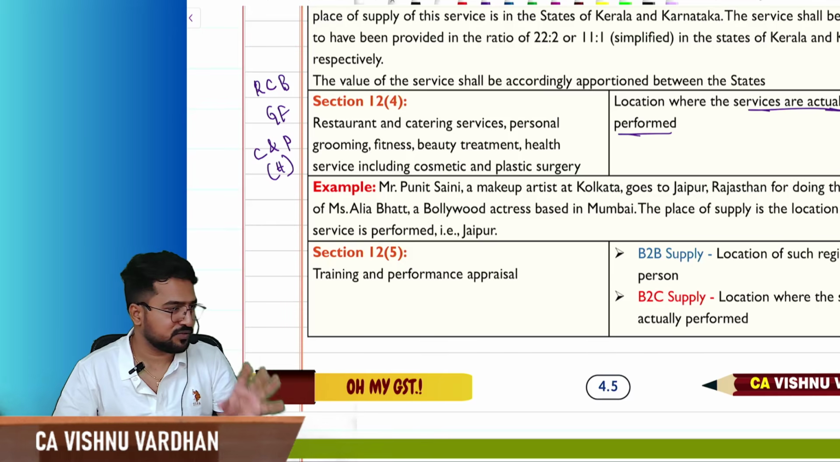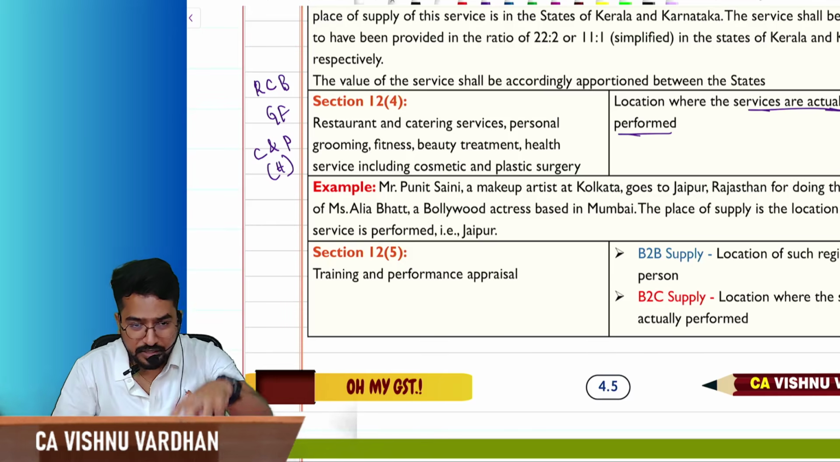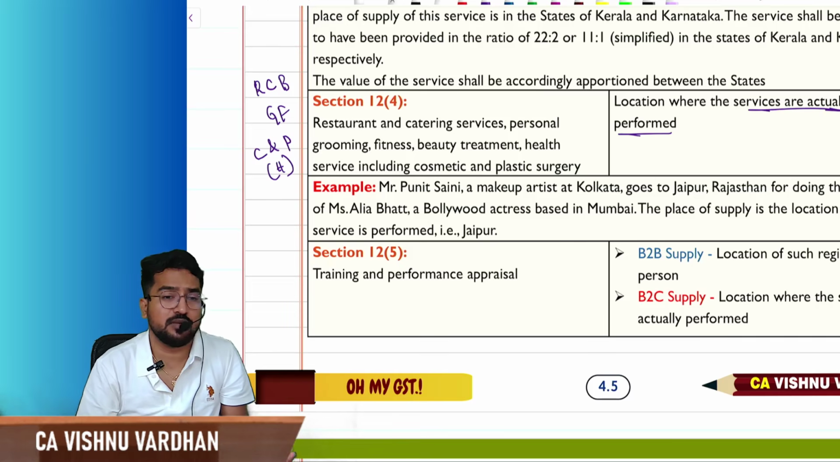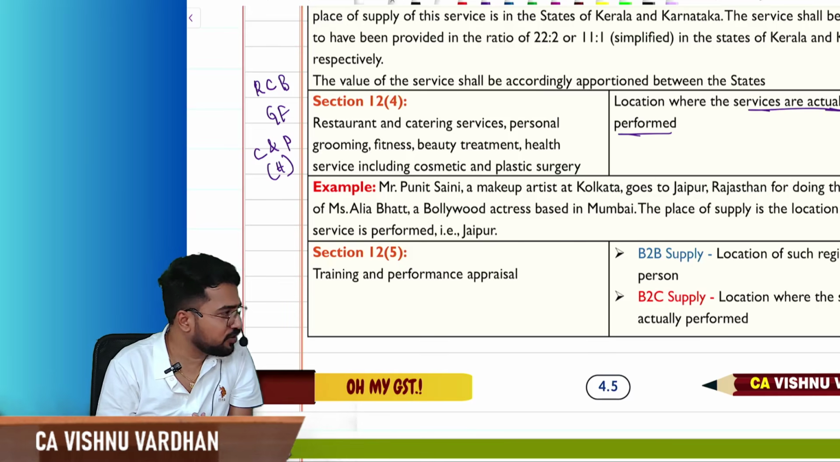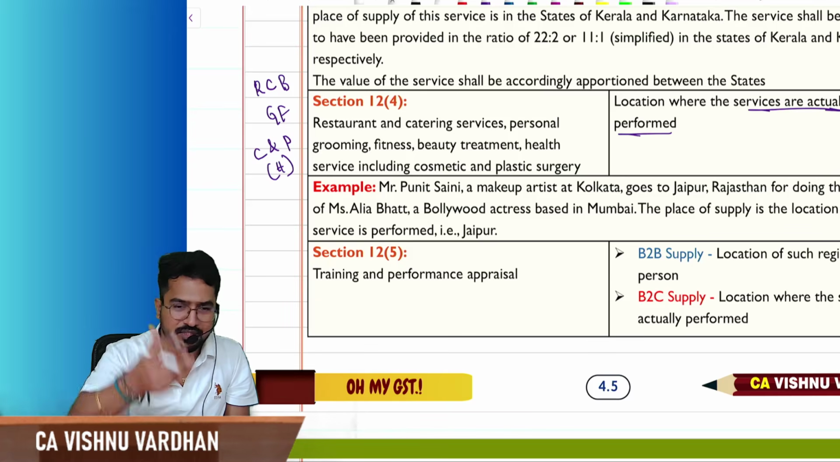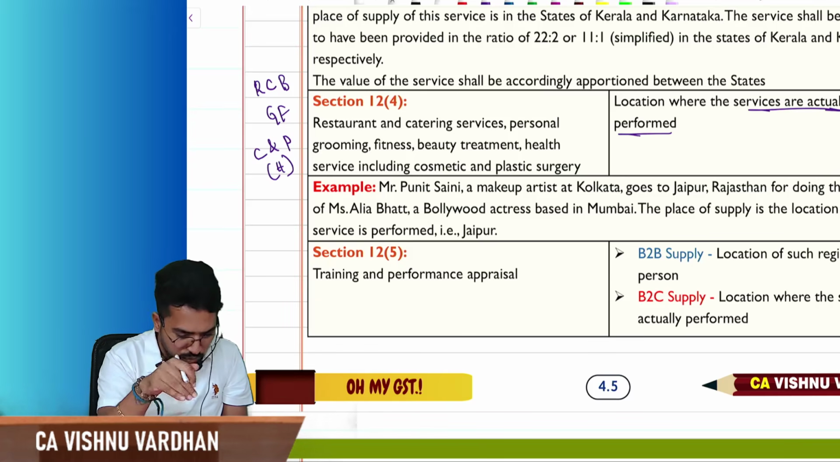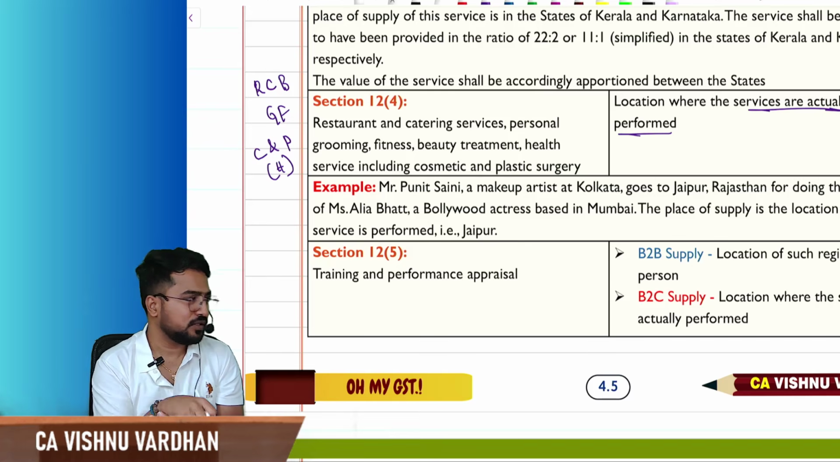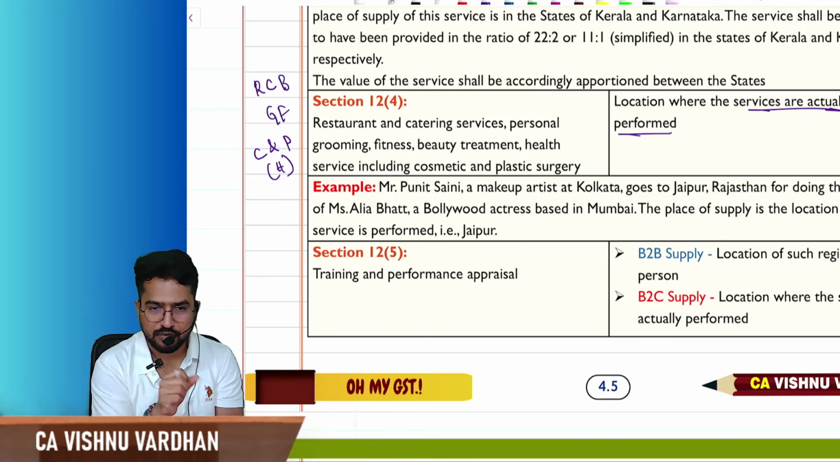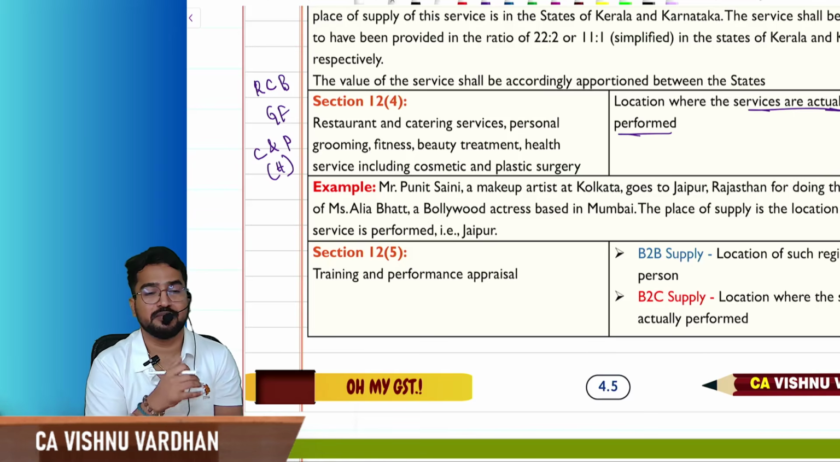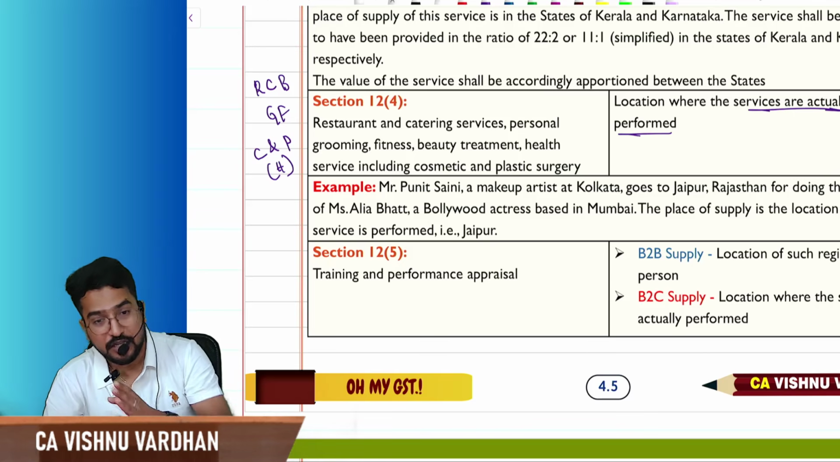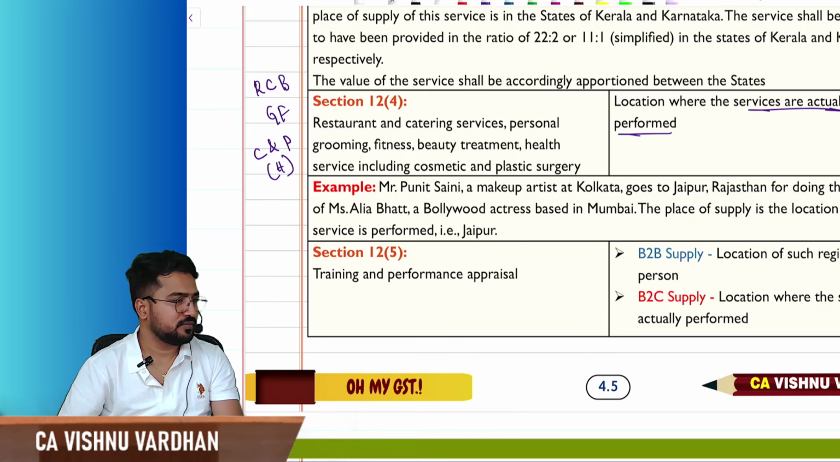These are the services. For these, what is the place of supply? Only these are covered in Section 12 subsection 4. They are very specific about it. That is why I'm giving the code word. It is not something random, all these services. Only those services come under 12 subsection 4; no other service will come under it. Clear? So what is the place of supply for that? Where the services are actually performed.